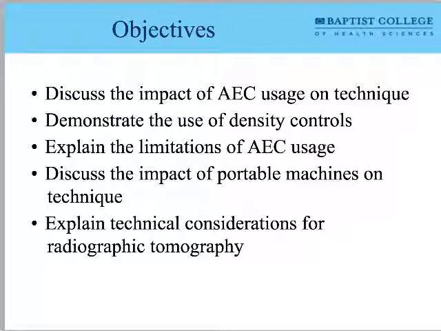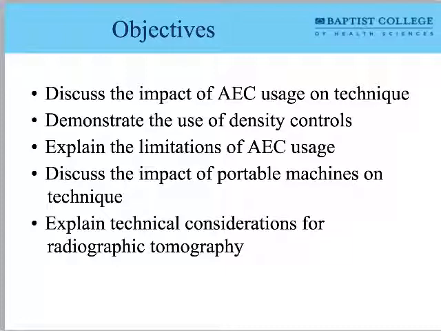Then we're going to demonstrate how to use these density controls, because they're really whack. They don't make any sense the way that they're put together. There's limitations to these things, so we're going to talk about what those limitations are. And then we're going to talk about portables, and then we're going to talk about tomography.